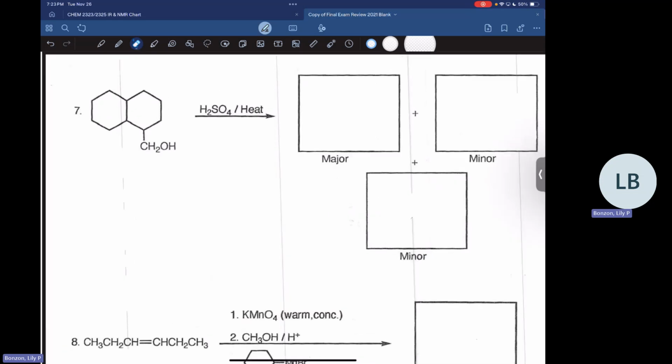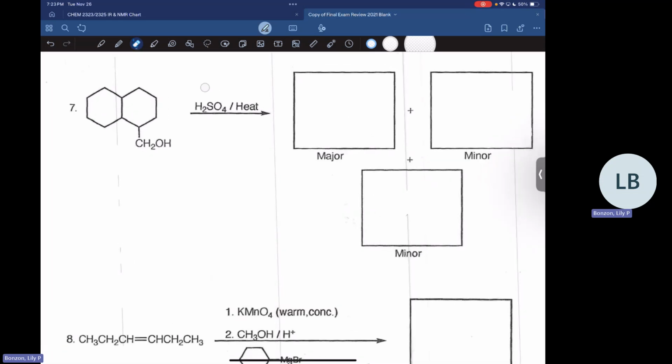Our next reaction, we have H2SO4 and heat. So remember, this one is an alcohol dehydration. And this one forms, ideally, the more substituted alkene. So we have this primary alcohol here. And so even though this alcohol is on a primary carbon, this one does rearrange, again, to form the more substituted alkene.